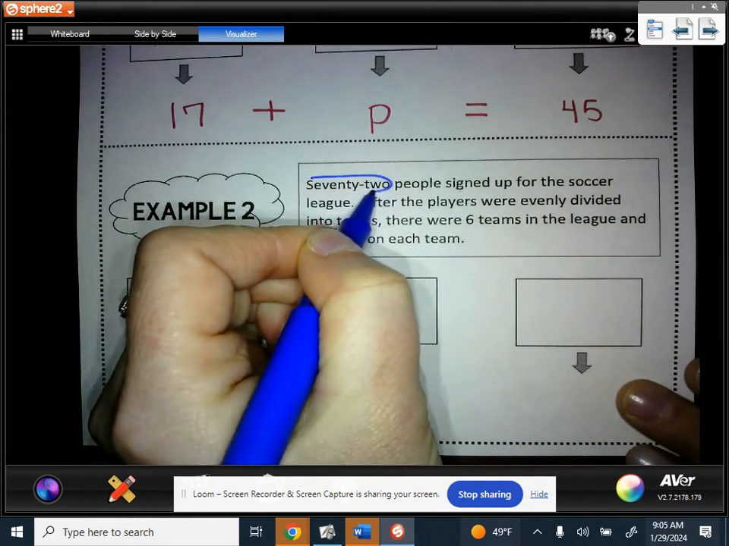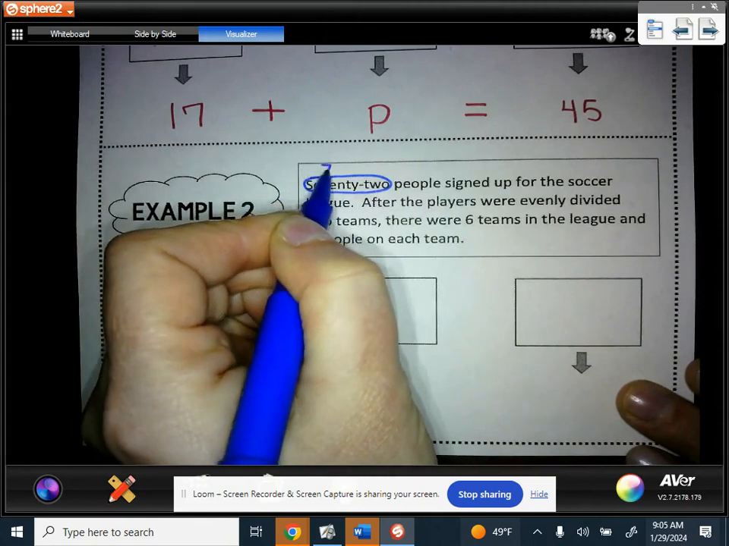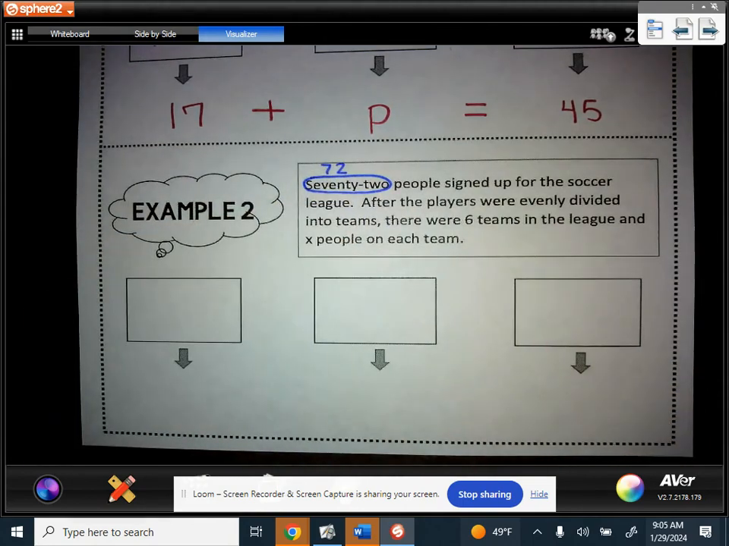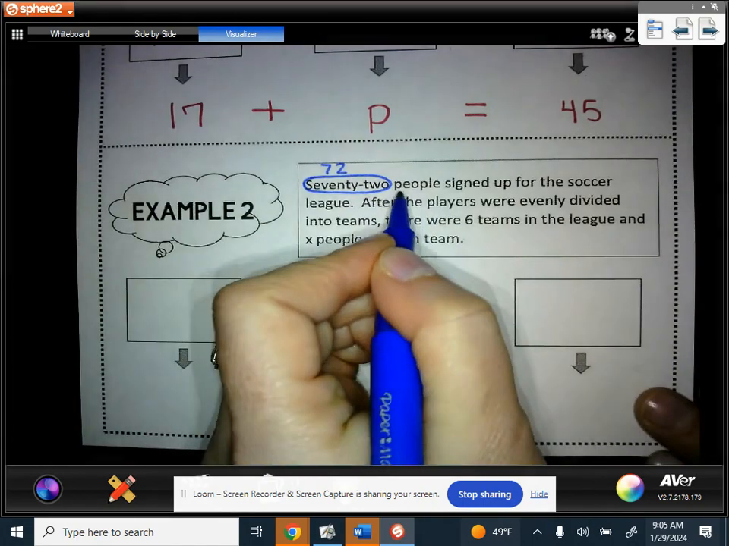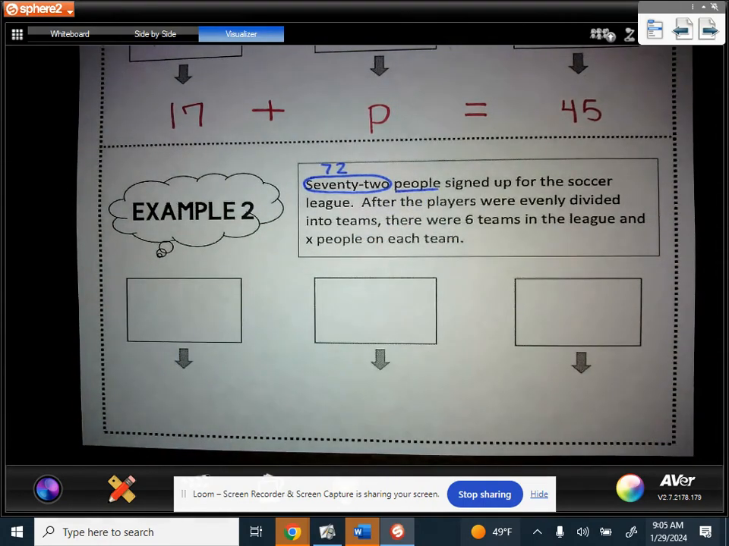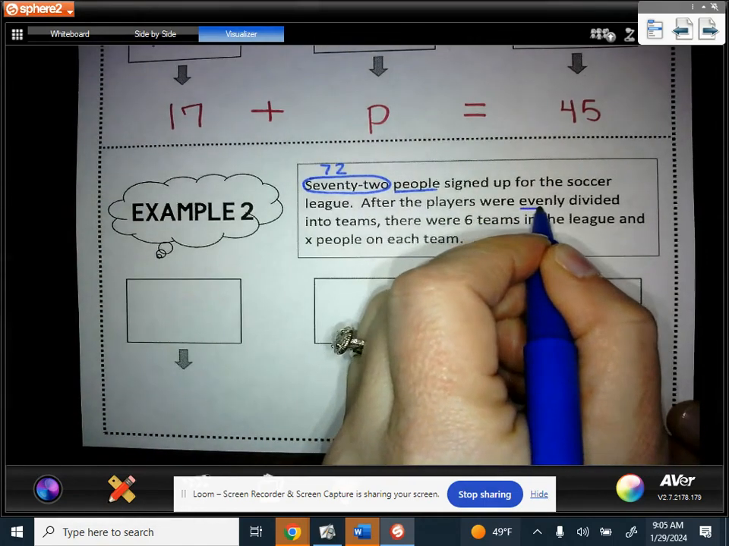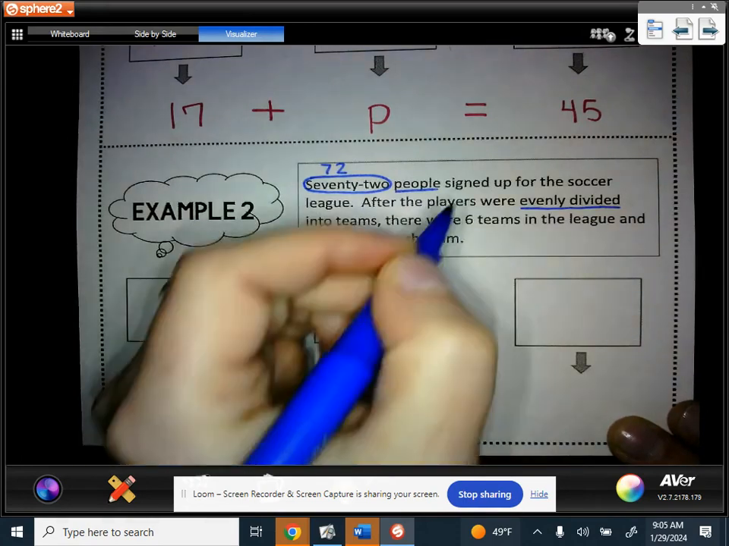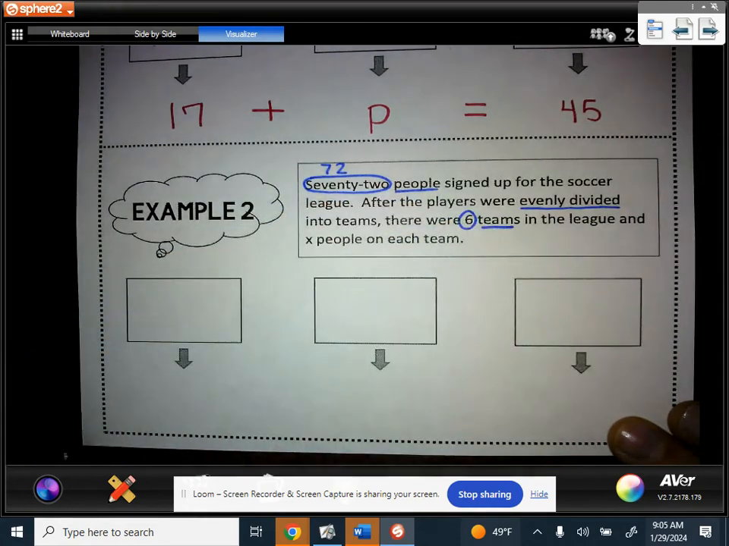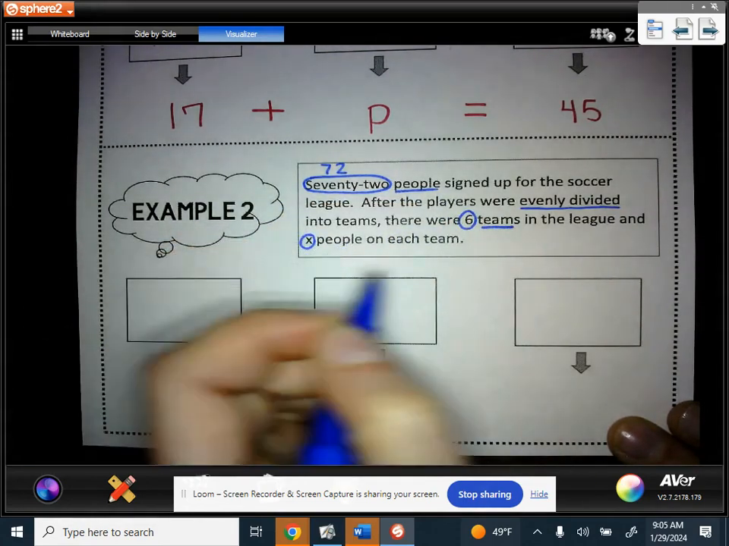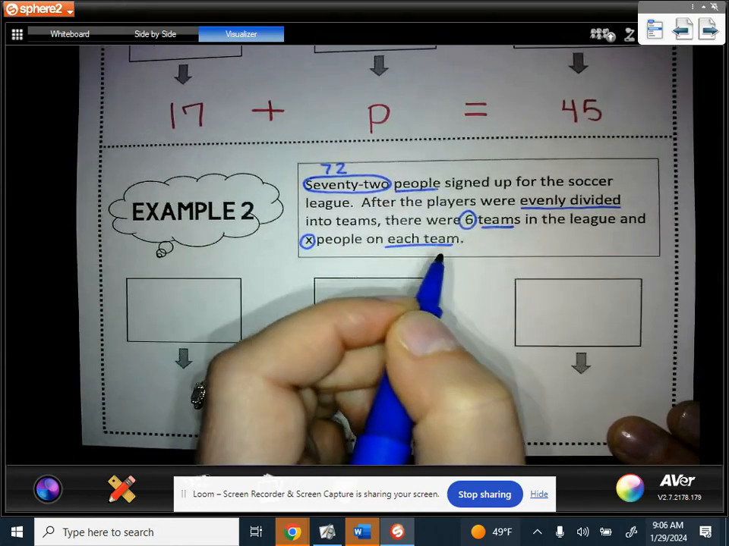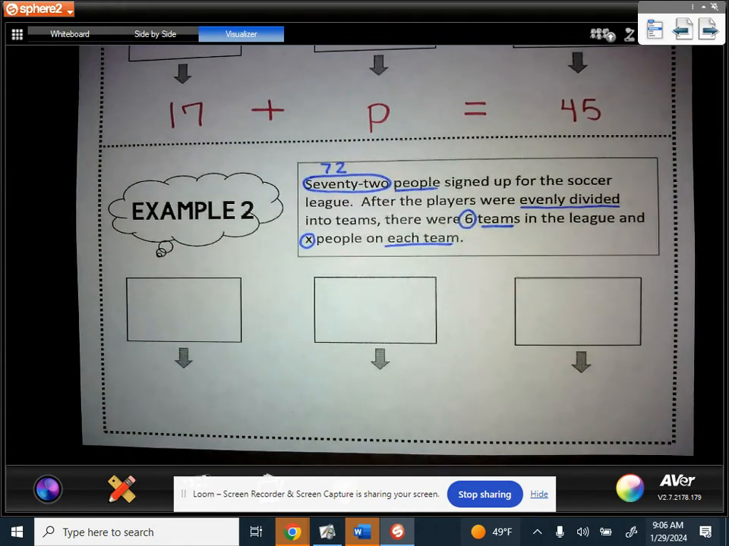So first thing I want you to do is circle this number 72. You know that our brains do not like numbers that are written in word form, so let's turn that into a regular number. So that's how many people signed up total. And then we know that the players were evenly divided into teams, okay? And then there were 6 teams, so we know how many teams. We don't know how many people on each team. That's what we would be solving for if we solved for X.